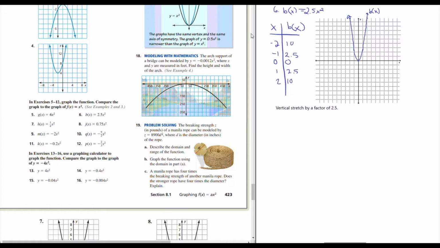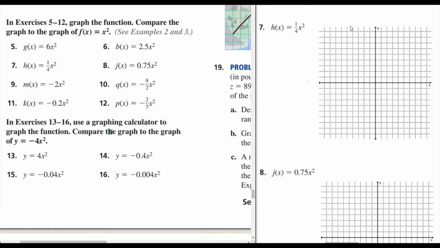All right, moving on to number 7. In number 7, the leading coefficient is no longer greater than 1, it's between 0 and 1. So this is not a vertical stretch, but rather a vertical shrink by a factor of 1/4. I'm just going to type that out right away here. So a vertical shrink by a factor of 1/4. That is my only transformation on this one.